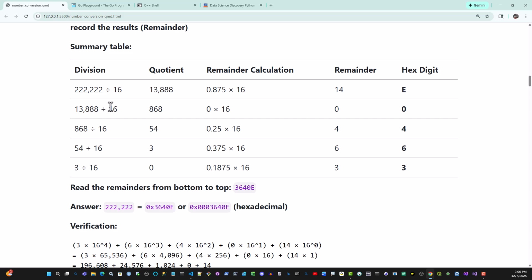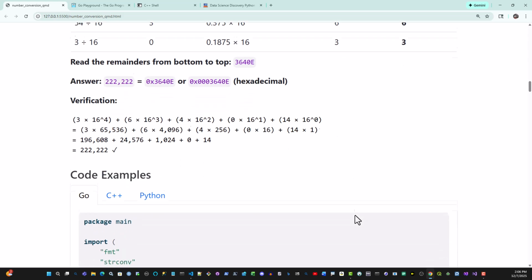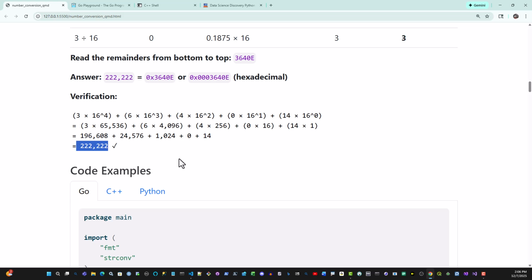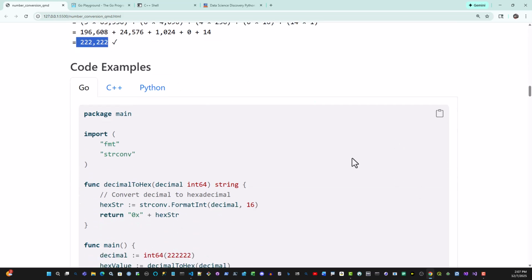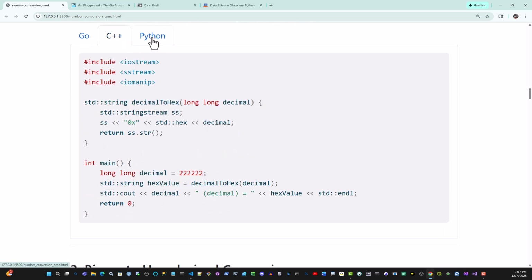When you multiply this through, you take the next number you're ending up with here by taking this quotient, divide by 16, you're getting this. You're getting just .0, so there's no fractional here. So the fractional multiplied by 16 is simply 0. So the whole thing here becomes 0. So now it's a matter of just reading the number backwards. So you're getting 3640E. You can see the calculations over here, okay? And that ends up being, when you sum it up, 222,222. Here's the code examples for this one. Here's the Go code. Here's the C++ code. And here's the Python code.